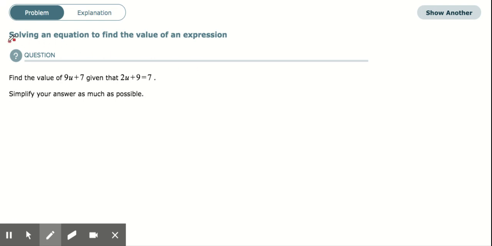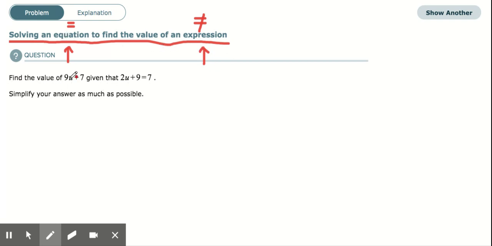This video is going to be on the ALEKS topic, solving an equation to find the value of an expression. So what's the difference between an equation and an expression? Well, the root of equation is equa, which means that an equation has an equal sign. An expression is just a mathematical representation using numbers and variables, but there is no equal sign. So that's the real difference between an expression and an equation.